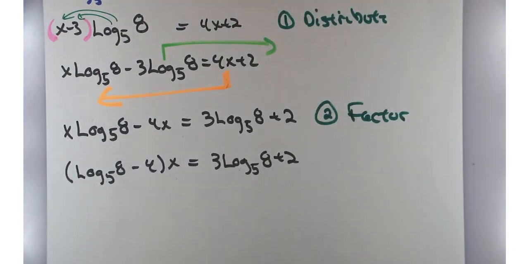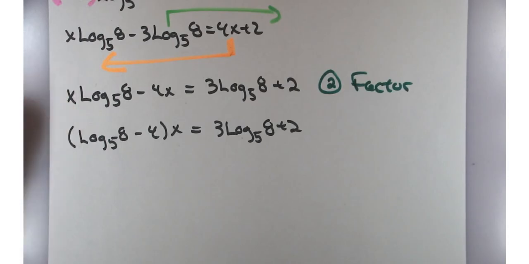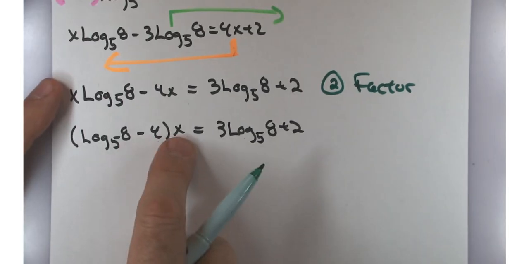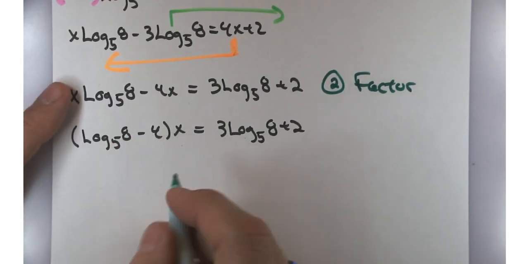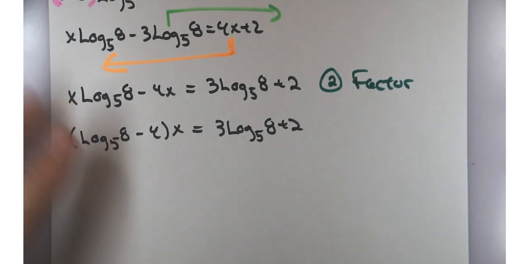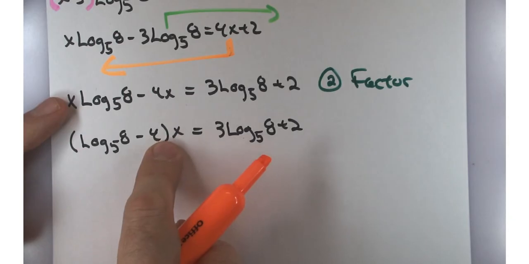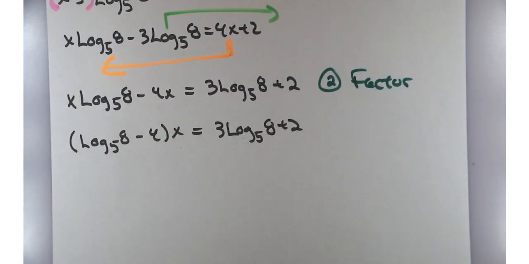One more step to finish solving. What am I going to do to finish solving here? Isolate x. And how am I going to do that? Divide by log base 5 of 8 minus 4. Perfect. This x is being multiplied by this. To undo that, I'm going to divide both sides by that. So you're going to divide by log base 5 of 8 minus 4 on both sides.